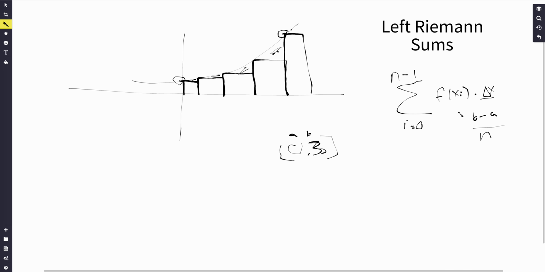And we know the n term is the number of rectangles, but this time you have to subtract 1 from it because you're just focusing on the left side. You're going to ignore one of the final rectangles. And then we know the x sub i value is the left endpoint of the ith term, and in this case i is equal to 0. Okay, now let's move on to midpoint sums.